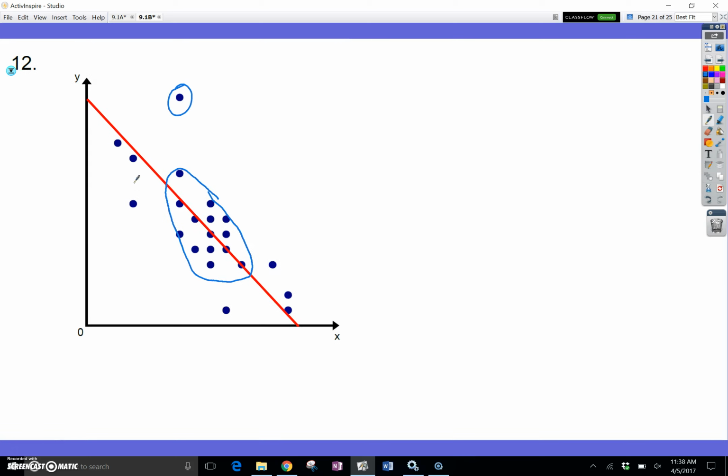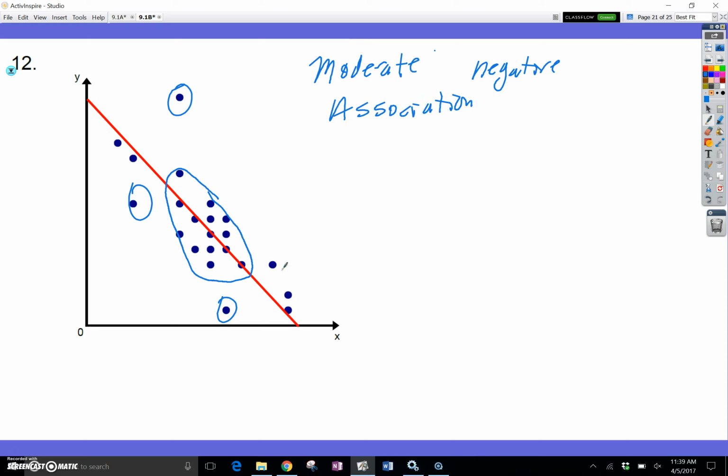And we have some points like this that are somewhat outliers, but generally they're all going in a downward direction. So we'd call this a moderate negative association. This means as my x values are increasing, my y values are decreasing, and vice versa.